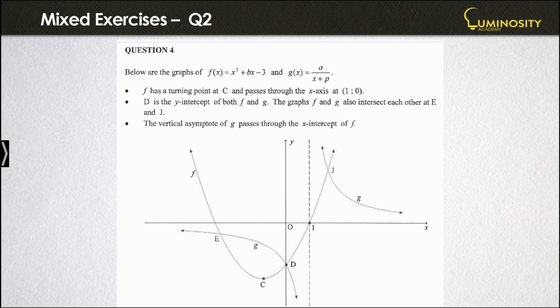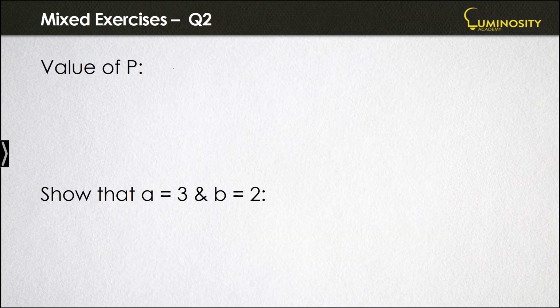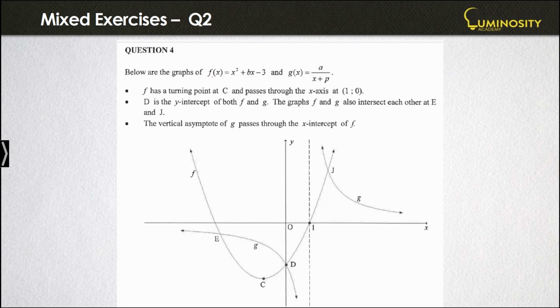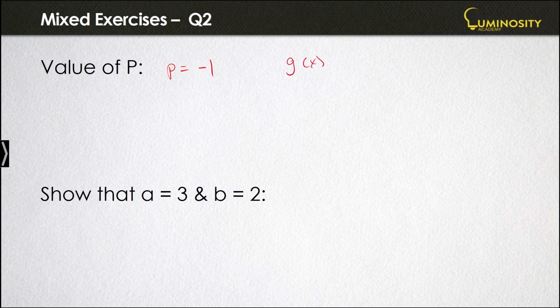So the value of p, because you have it as x plus p, this means that this is going to be exactly where that dashed line is. But if you remember, that dashed line is the vertical asymptote, and it passes through the x-intercept of f. The x-intercept is at (1, 0). So this means that our g of x doesn't have a value at x equals 1. If that's the case, then our p is going to be equal to -1.